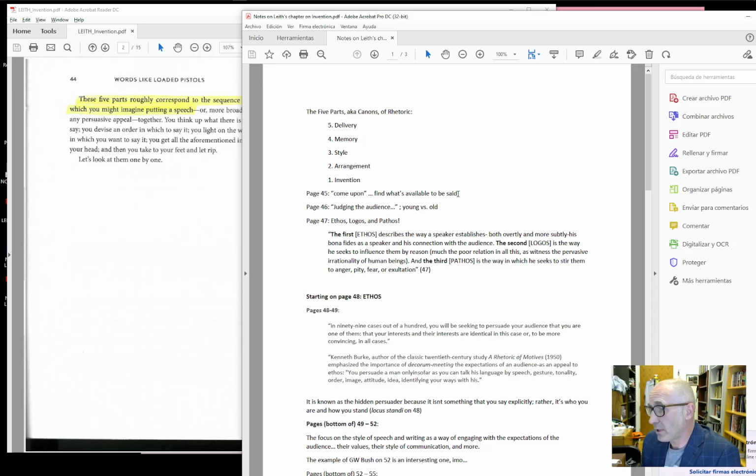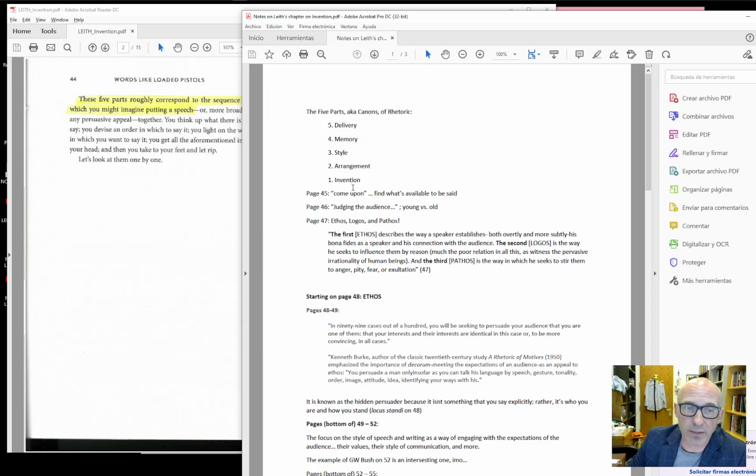Obviously, in an age of print, in an age now of network communication, some of these canons have disappeared in importance, some of them wax and wane in importance. But these are traditionally the 5 canons, and the first one is invention, and this chapter and assignment number 1 are all about this first canon. So what does Leith say about it?